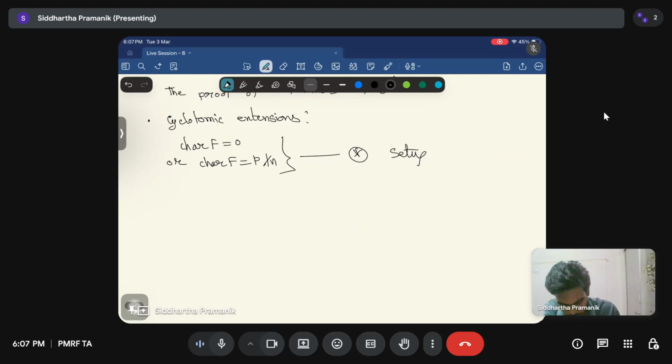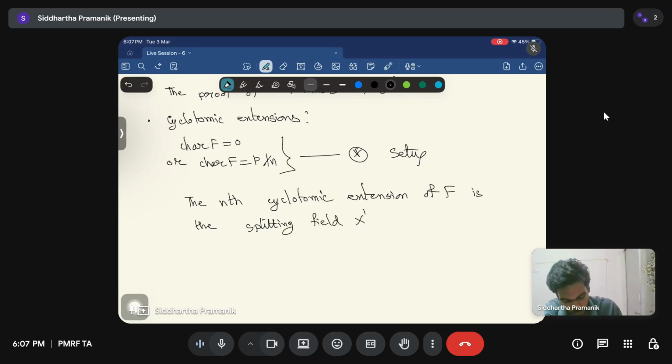With this setup we have defined the cyclotomic extension of F, or more explicitly the nth cyclotomic extension of F. The nth cyclotomic extension of F is basically just the splitting field of the polynomial x to the power n minus 1 over the base field F. So that is the definition of the cyclotomic extension.